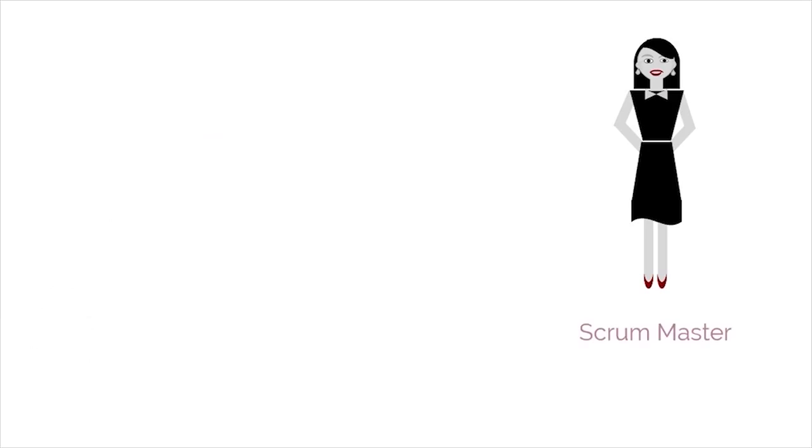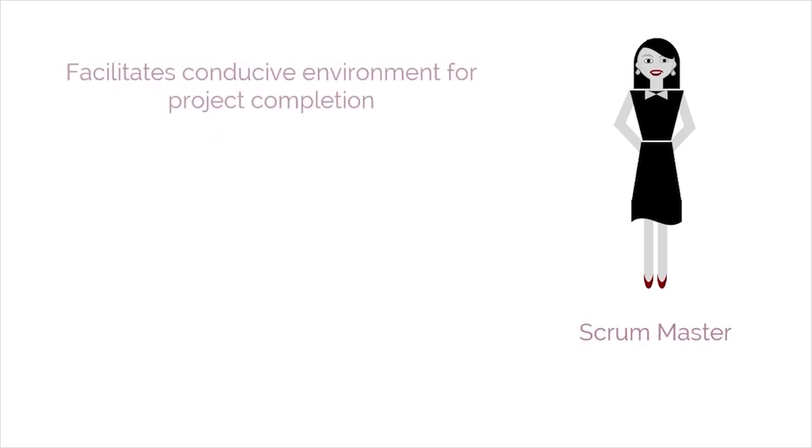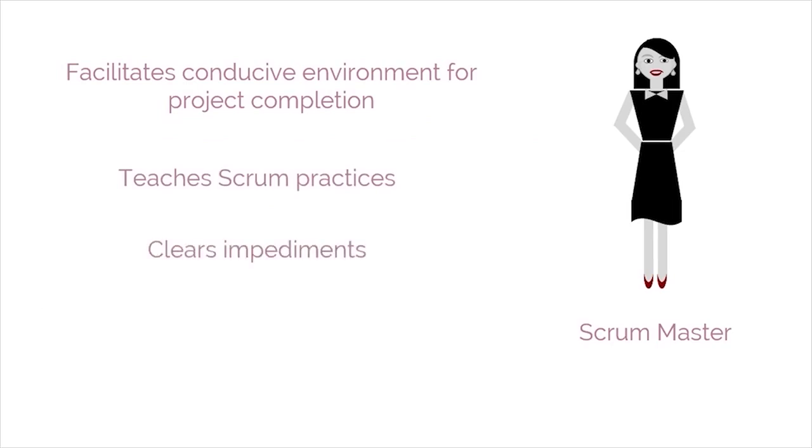Scrum Master. The Scrum Master is a facilitator who ensures that the Scrum team is provided with an environment conducive to completing the product's development successfully. The Scrum Master guides, facilitates, and teaches Scrum practices to everyone involved in the project, clears impediments for the team, and ensures that the Scrum processes are being followed.